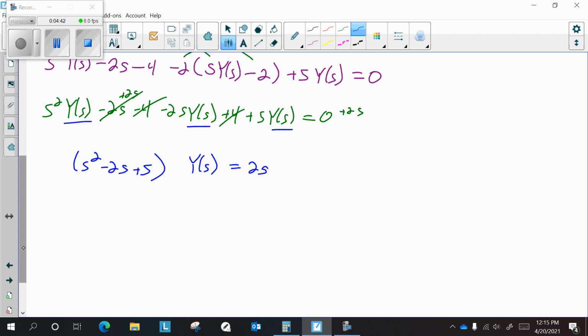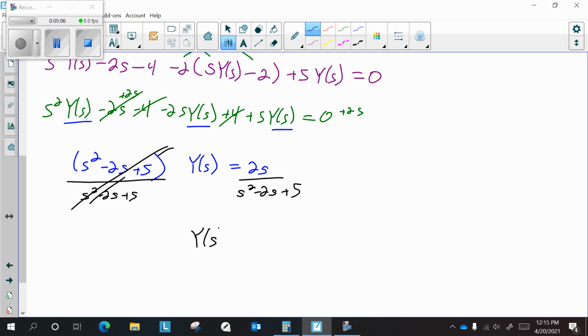So we've taken the transform of the differential equation, transformed each term using our Laplace transform. We want to solve this for Y of s. So if we divide both sides by the parentheses, we have to be very careful not to get our s's and our 5 mixed up.